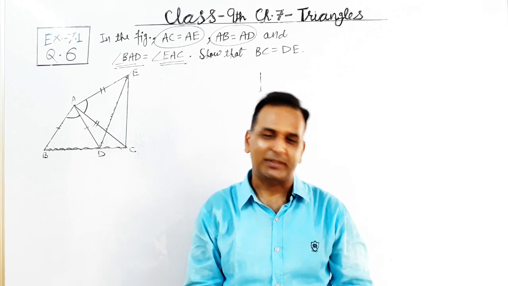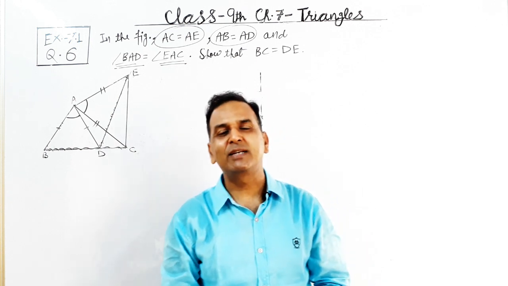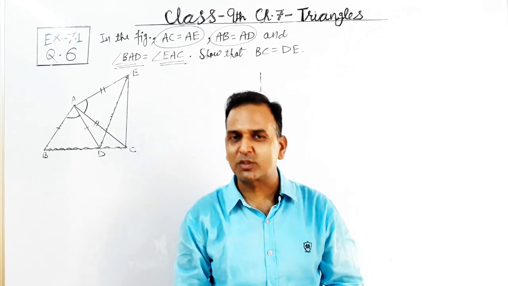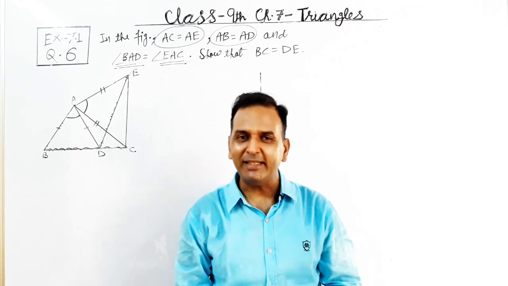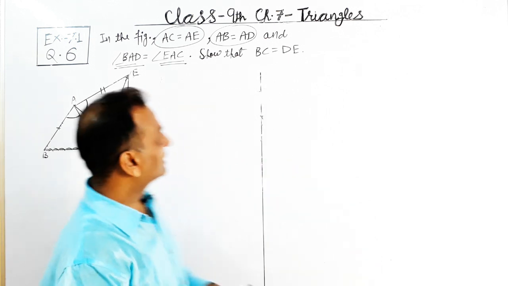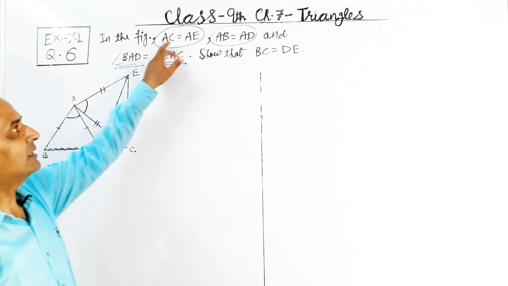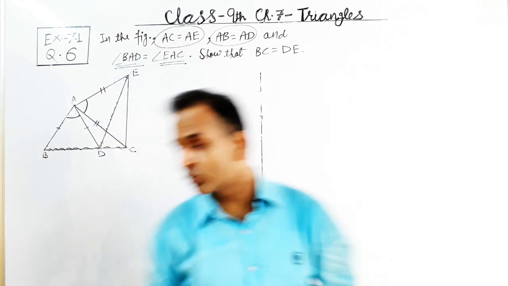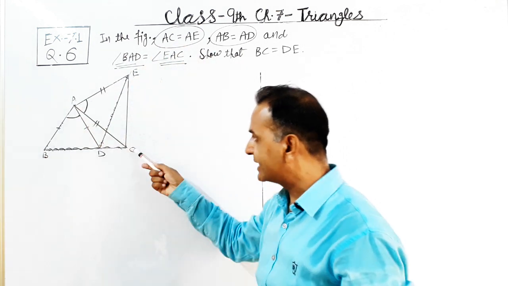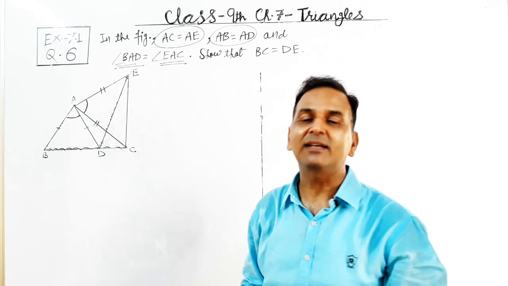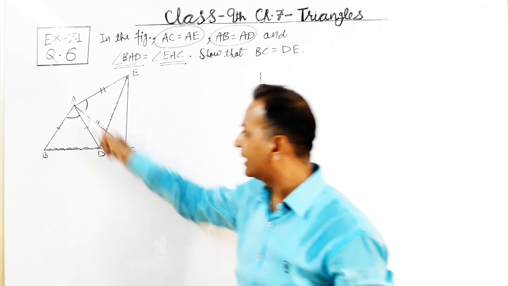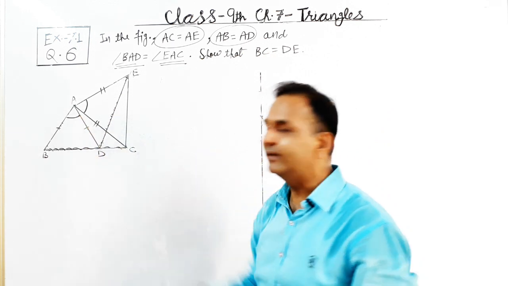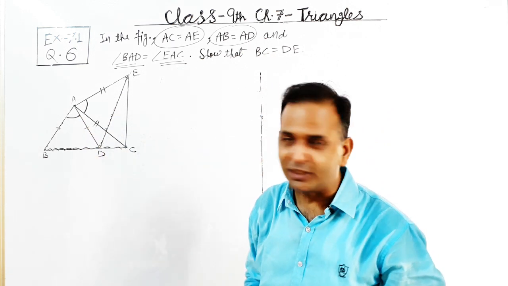And now today's question. Let us first understand the meaning of the statement of this question, what is given to us and what is to be obtained by us. Okay, let us start. The statement is AC equals AE, the two sides. This one is AC, this one is AE, they are equal. Next, AB equals AD, this is AB, this is AD, they are also equal to each other.